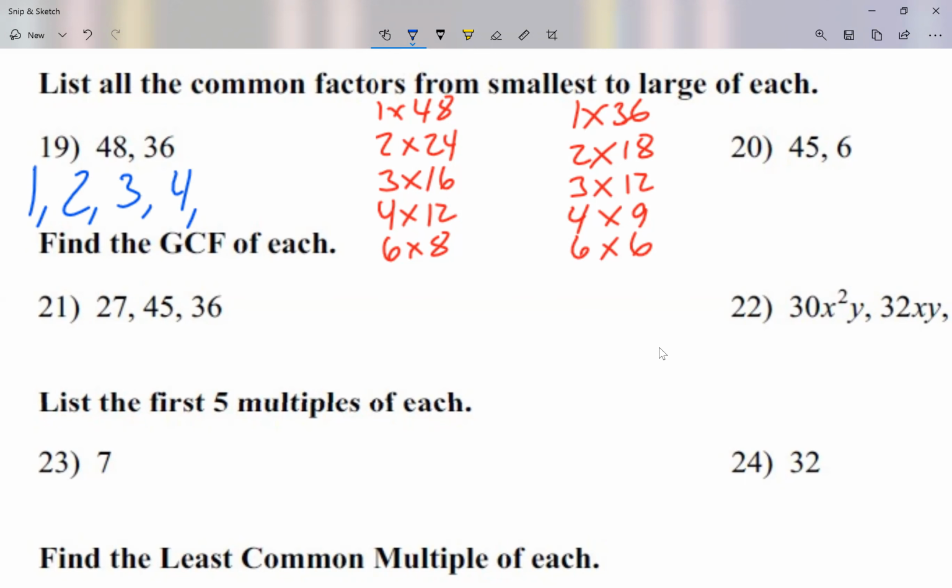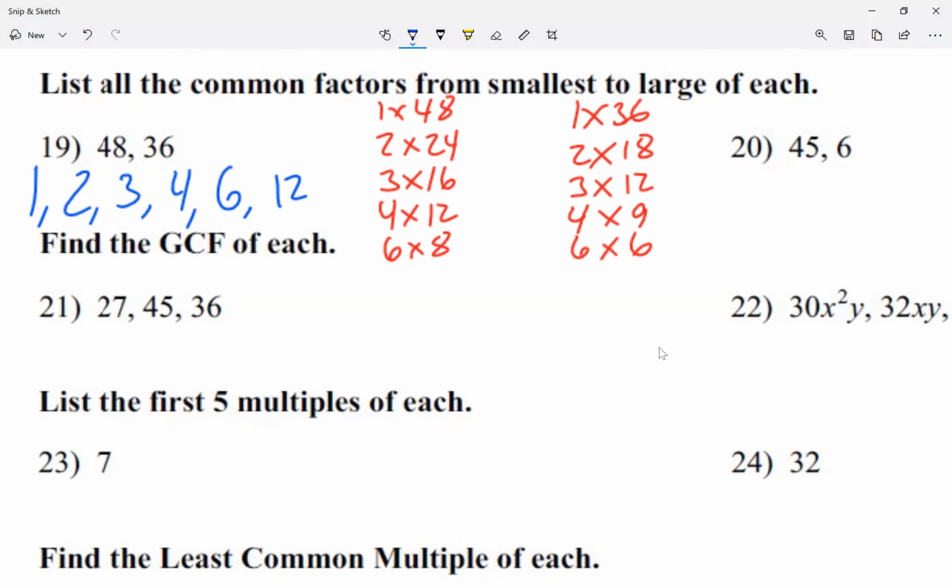Then we have 6. Then we have 12. And that's it. So common factor means it's a factor of 48 and also of 36. And it's a factor of all of them.